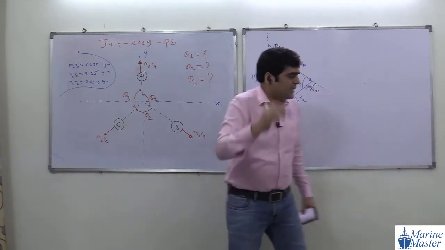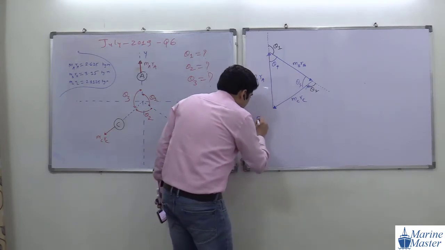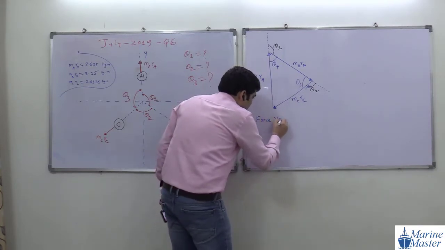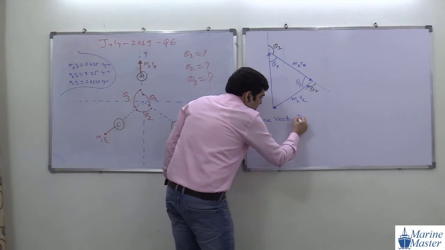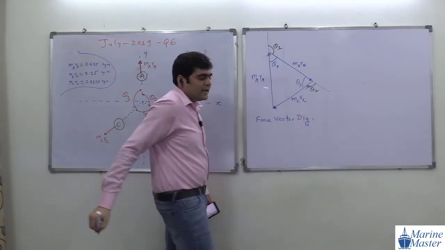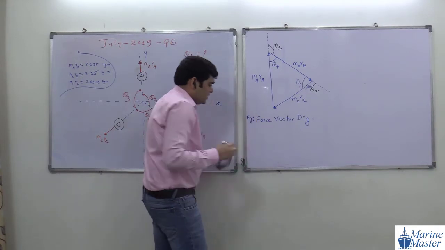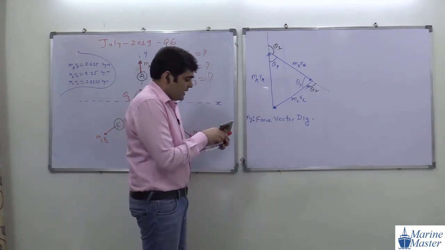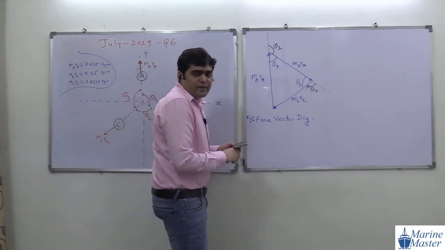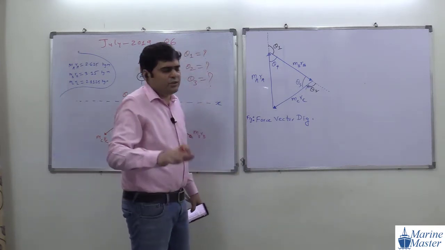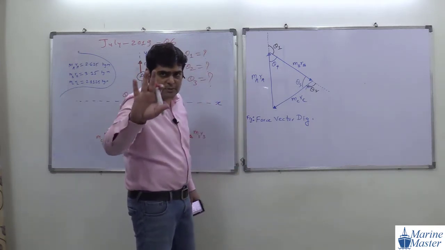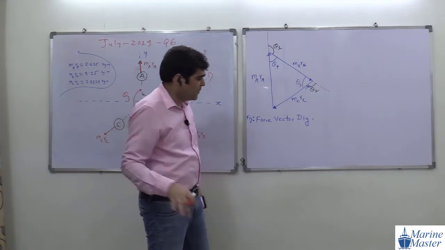And what will be the name of this diagram? We will say it is a force vector diagram. In the next chapter, friction, we are going to deal with this diagram a lot of times, so don't worry, you will become expert in this type of diagram.